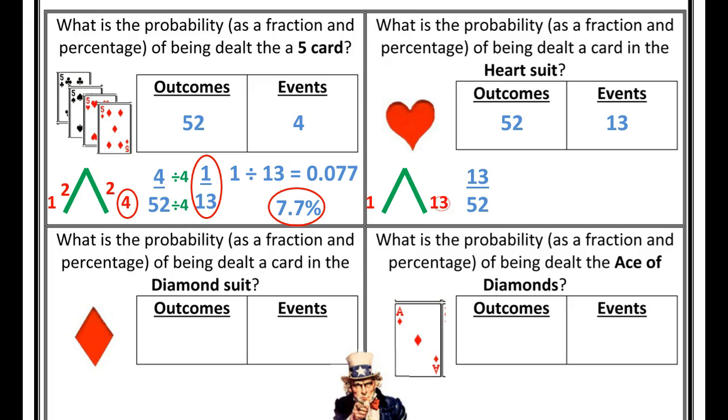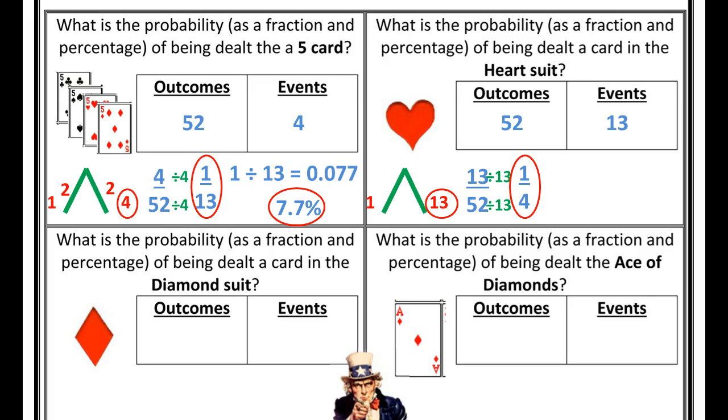So I'm going to find the probability, events over outcomes, 13 divided by 52. I'm going to simplify and find the factors of 13. It's prime, so it's just 1 and 13. Remember, prime numbers does not mean it can't simplify. It's less likely, but it still can simplify. Always check. 52 and 13 divided by 13 gives me a probability of 1 in 4.